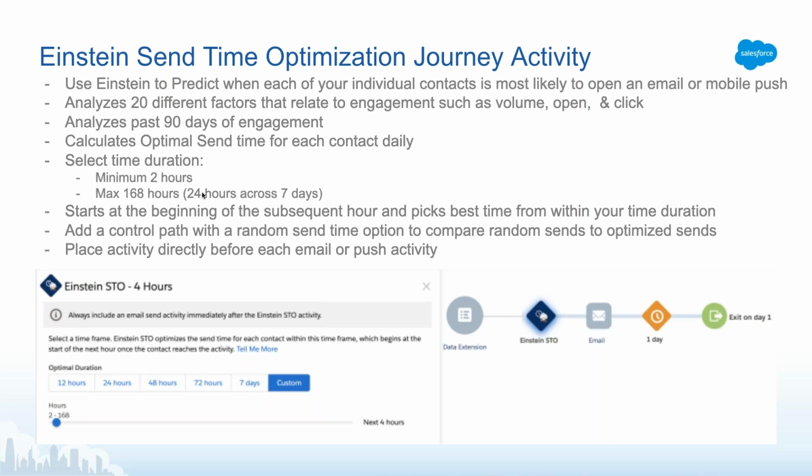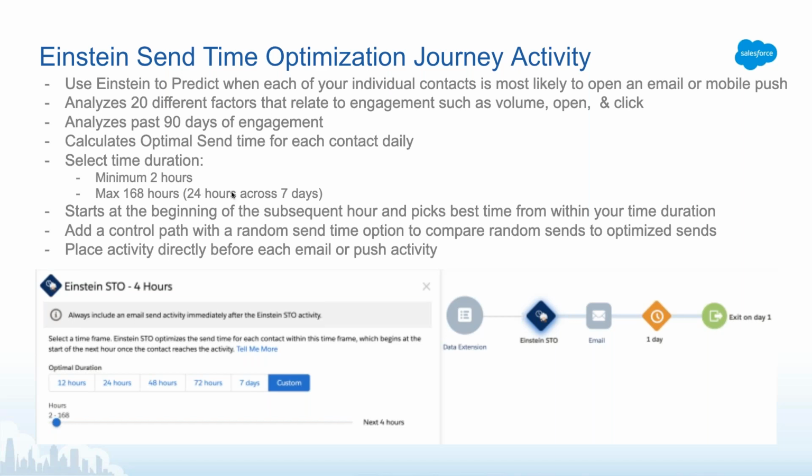What happens then is that the moment your contact reaches that activity, Einstein looks up that time and it starts at the top of the next hour. So if you've given Einstein a 3-hour window, the moment they come to the activity, let's say they hit the activity at 12:30, that 3-hour window will start at 1 o'clock and it'll go from 1 to 2 to 3 to 4. So your email will go out in one of those slots.